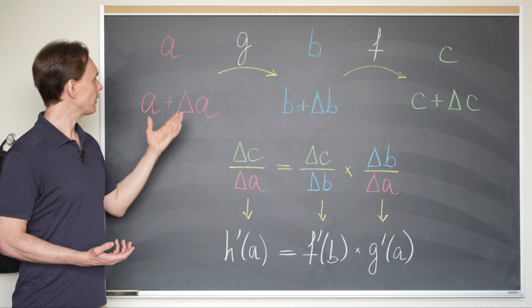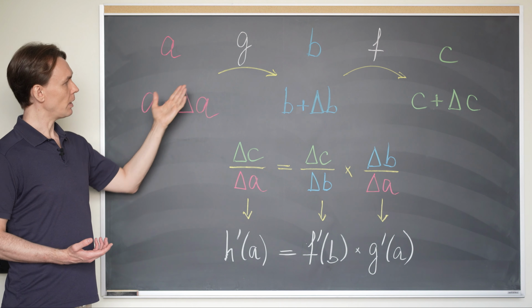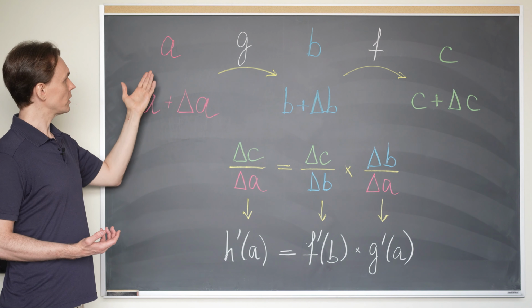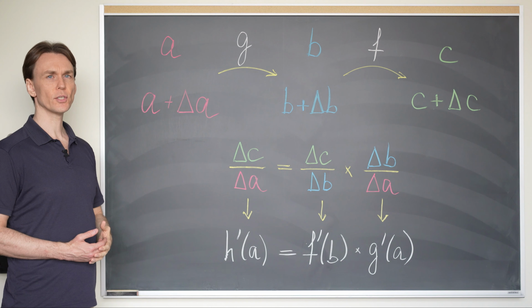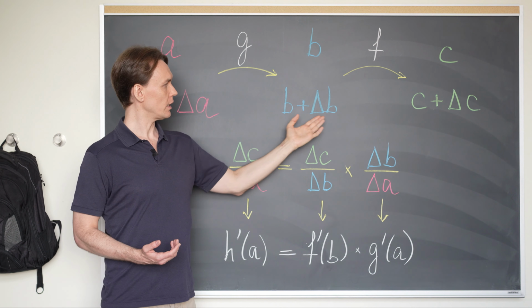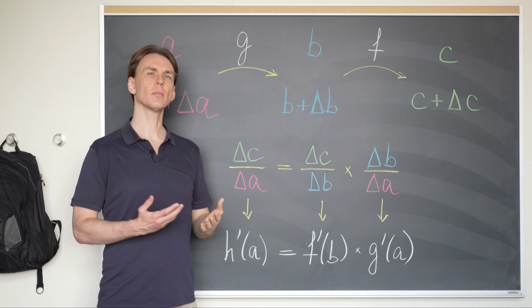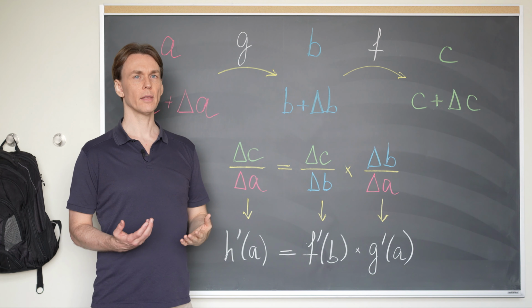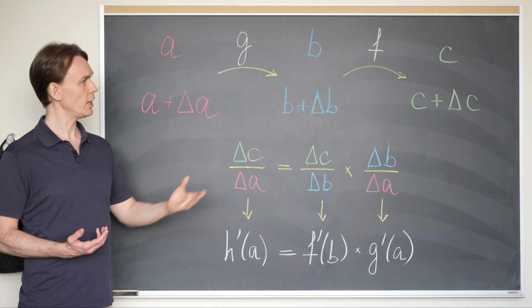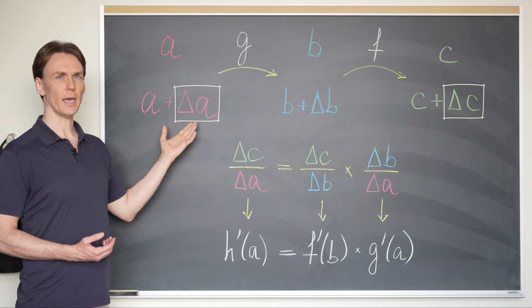And then let's increase this input slightly by some increment delta a, and then plug it inside g, and after that plug it inside f. Now, since our functions f and g are continuous, when we change the input slightly, this first output will change slightly, let's call it delta b, and then the final output will also change slightly, let's call it delta c. And the derivative of the composition of these two functions is just the rate of change of this final output delta c relative to the original input delta a.